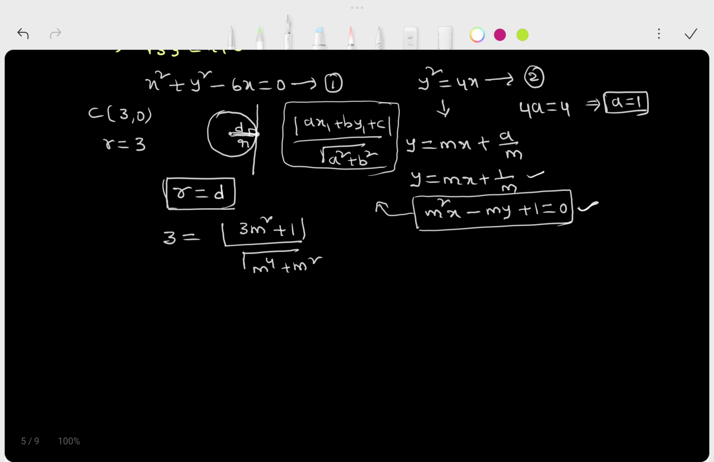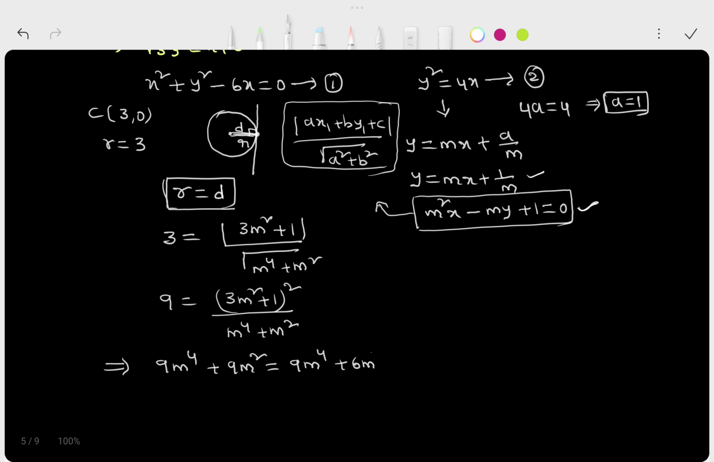So now you cross multiply and do the squaring. This will be 9 equals 3 m squared plus 1 whole squared, whole divided by m to the power of 4 plus m squared. Now you cross multiply and expand the right side. 9 m to the power of 4 plus 9 m squared equals, with 3 m squared plus 1 as (a plus b) whole squared, 9 m to the power of 4 plus 6 m squared plus 1.